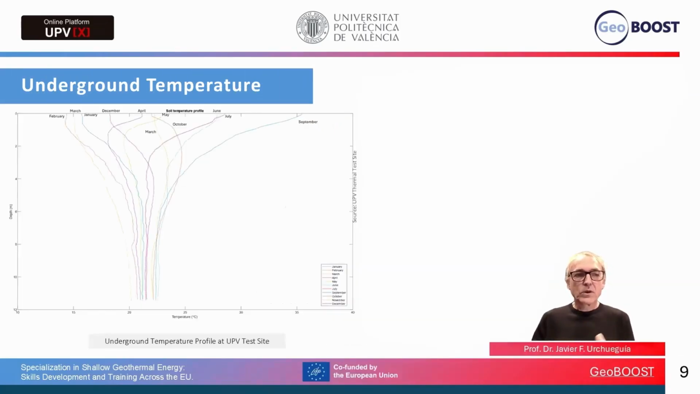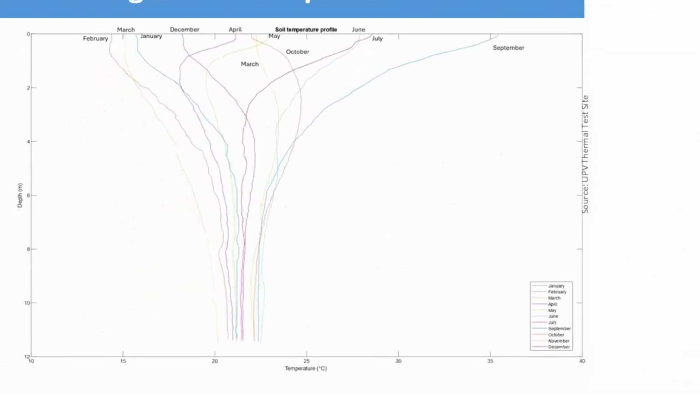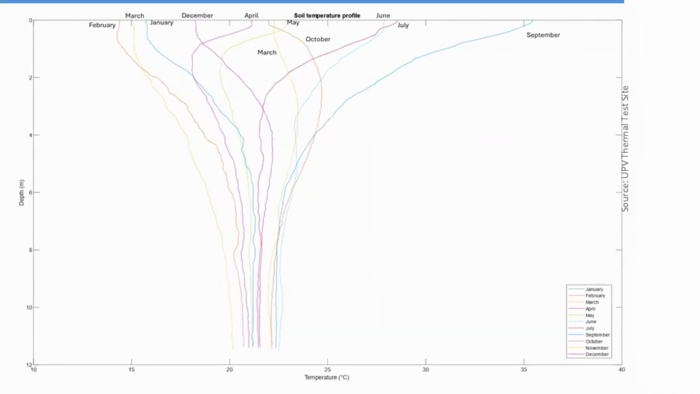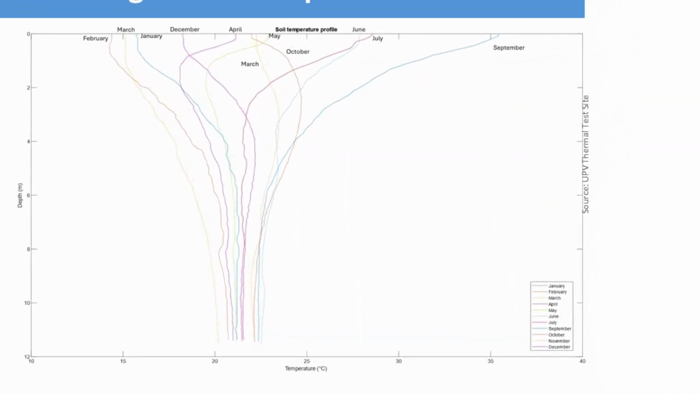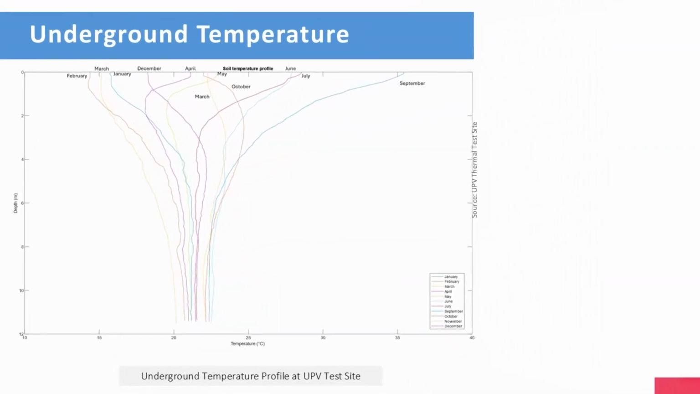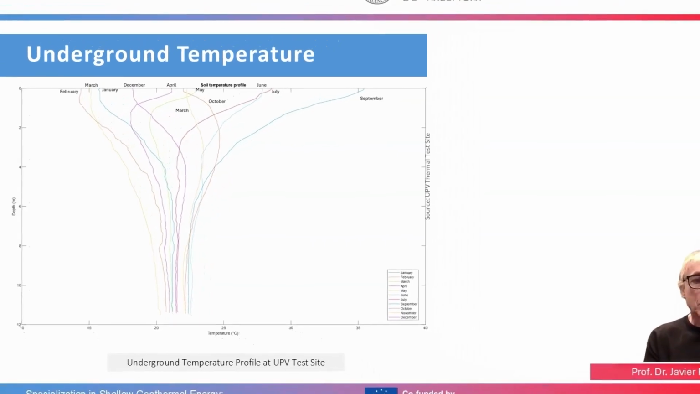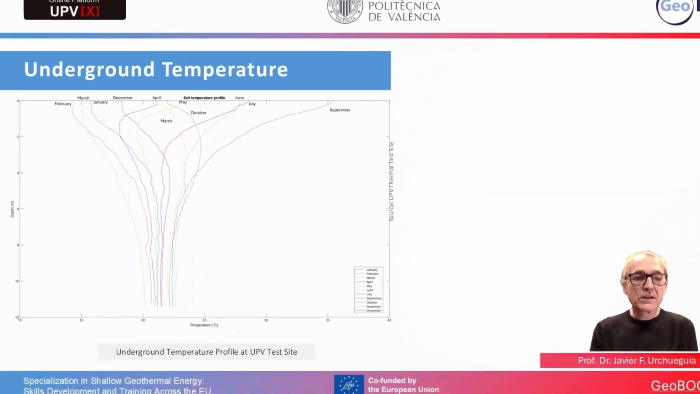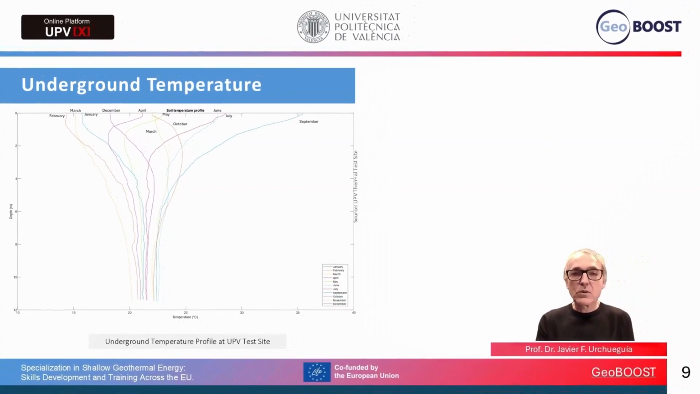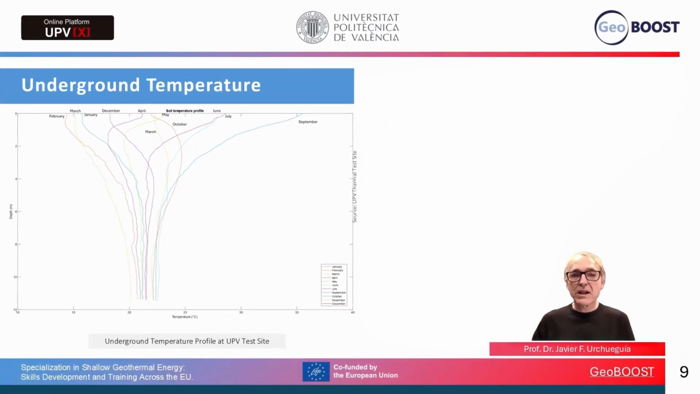Here, what we can see in the picture is a typical distribution of the temperature with the depth. In the vertical axis, you can see the depth in the left picture. As we go down and down, we can see that in different parts of the year, because each of the curves in the colors corresponds to a measurement at our test site in Valencia in different moments of the year, the temperature is stabilizing around a value between 21 and 23 degrees. It stabilizes as we go deeper.